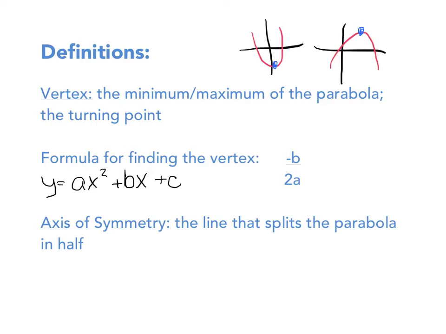And then the last definition is the axis of symmetry. It's the line that splits the parabola in half down the center. So we'll look at how we find that in a future slide.